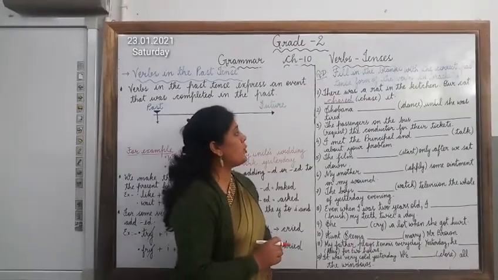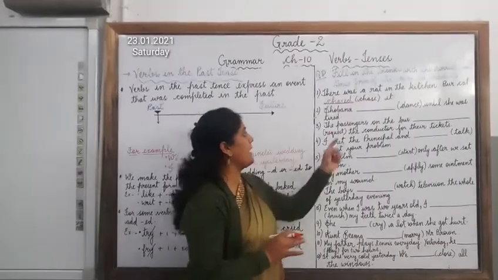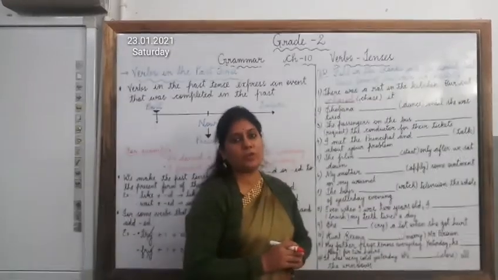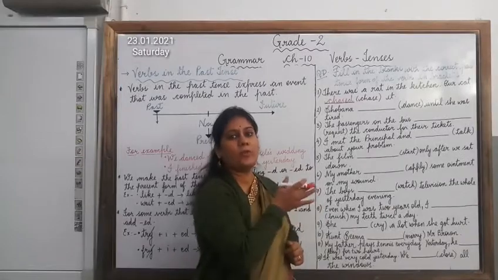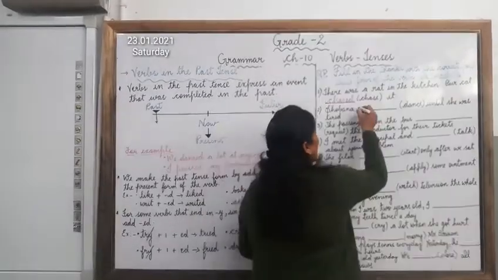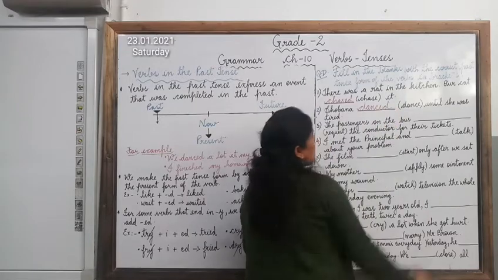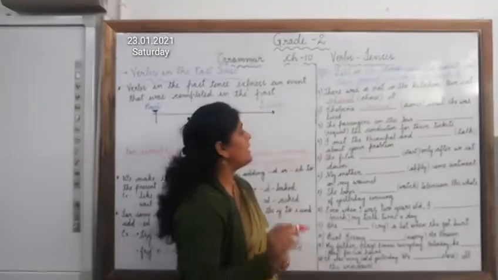Means Shobna was tired, then also she was dancing. Now see here, in the bracket the verb given to you is dance. Now here dance will convert into danced. So here you will write D-A-N-C-E-D, danced. So the sentence will be: Shobna danced until she was tired.